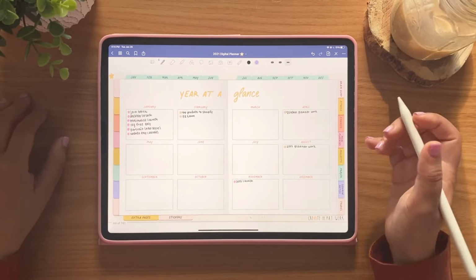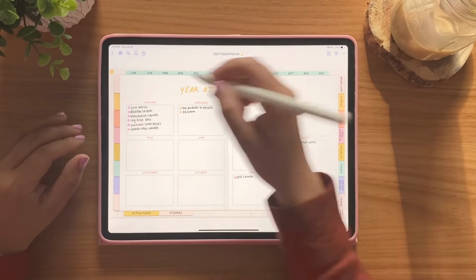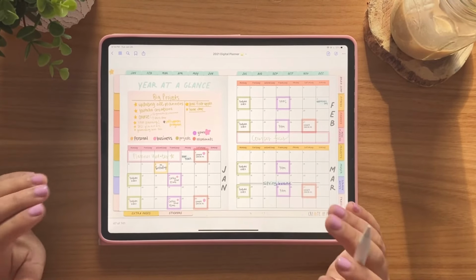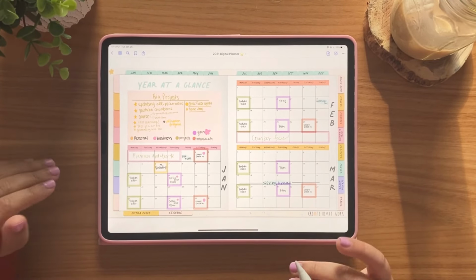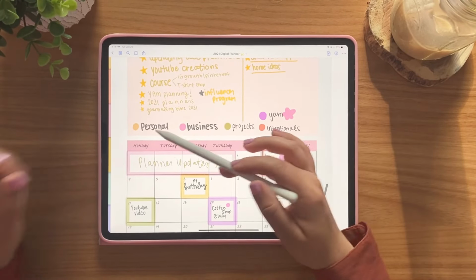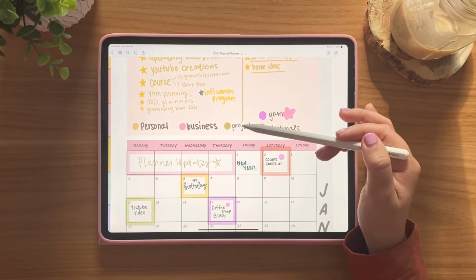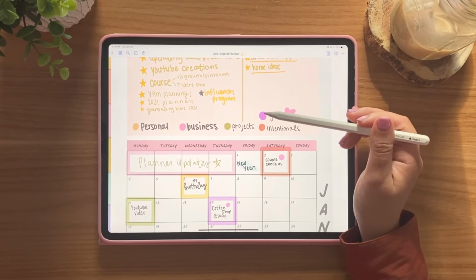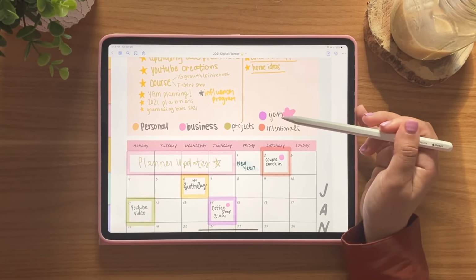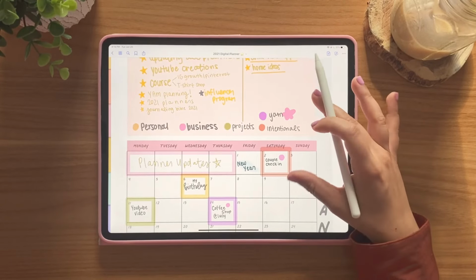Then we have our year at a glance. I actually started using this one, but I ended up moving to this one. So that's the year at a glance I'm using. I did a little color coding here at the top. The yellow is personal, the pink is business, the green is projects, this is YAM. We're youth leaders at our church. It's for young adults. And then the intentionals, like our check-ins.